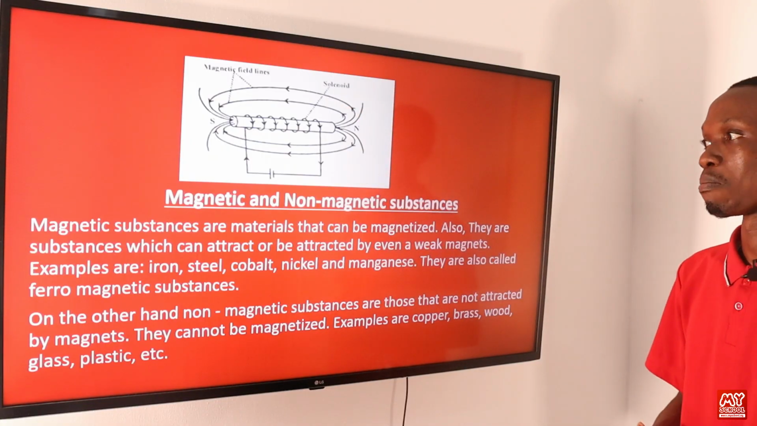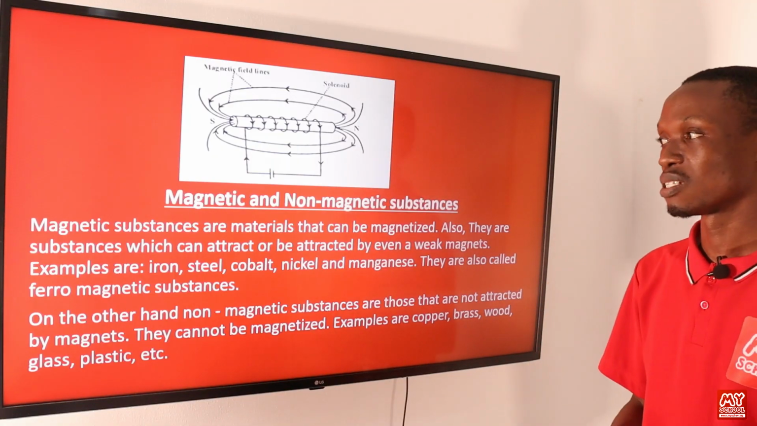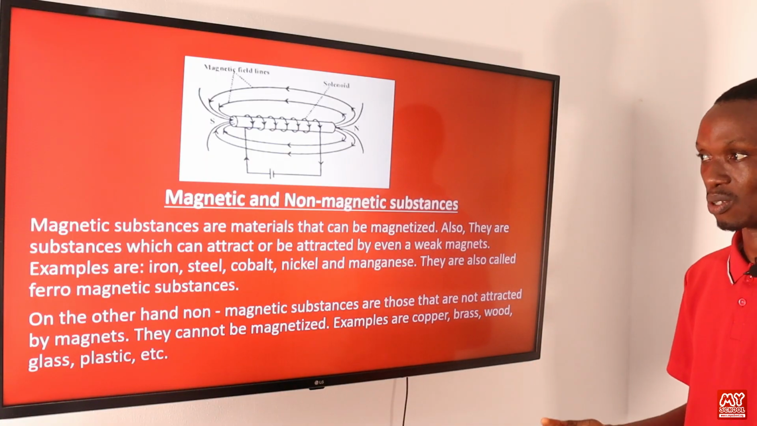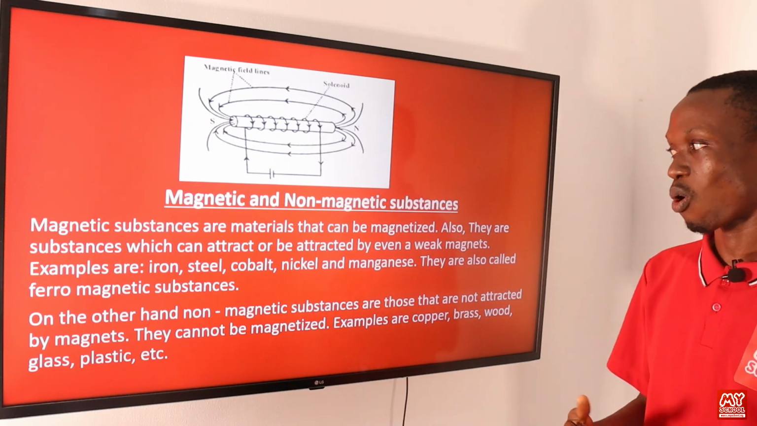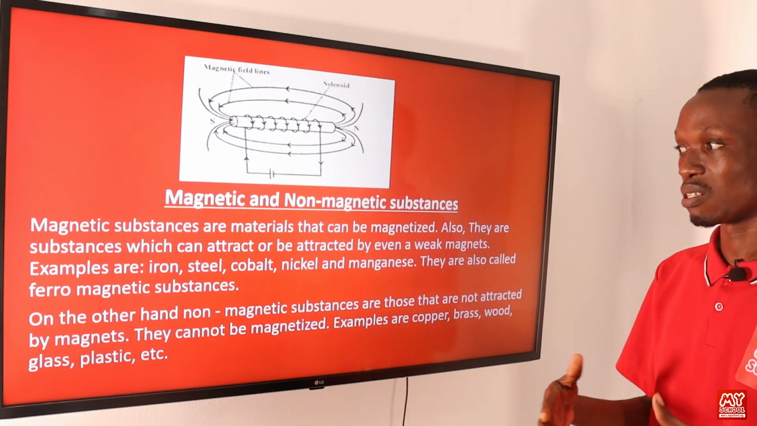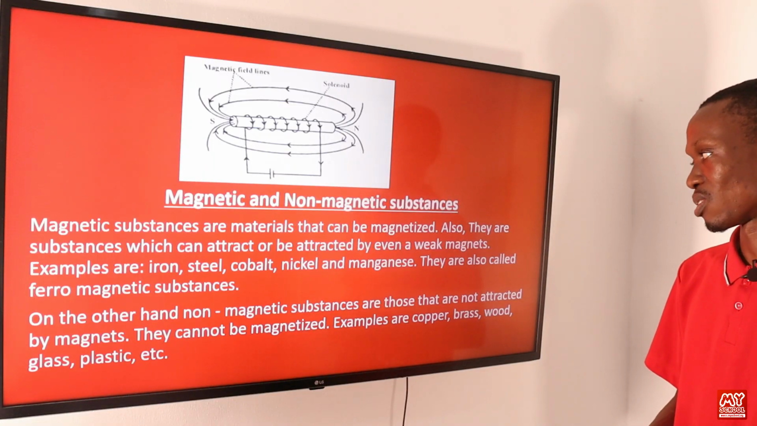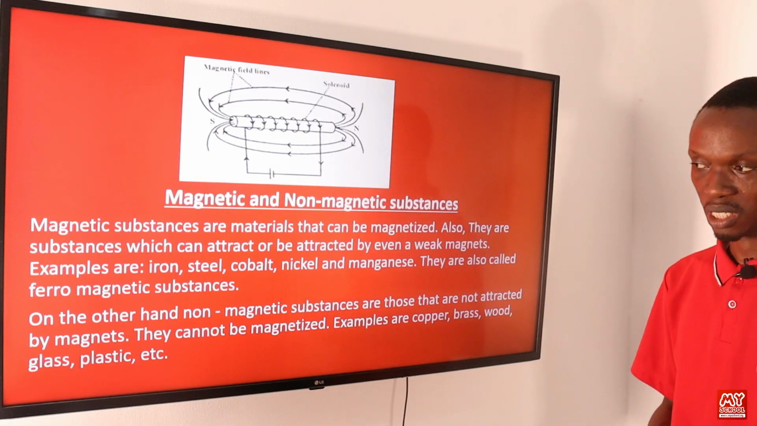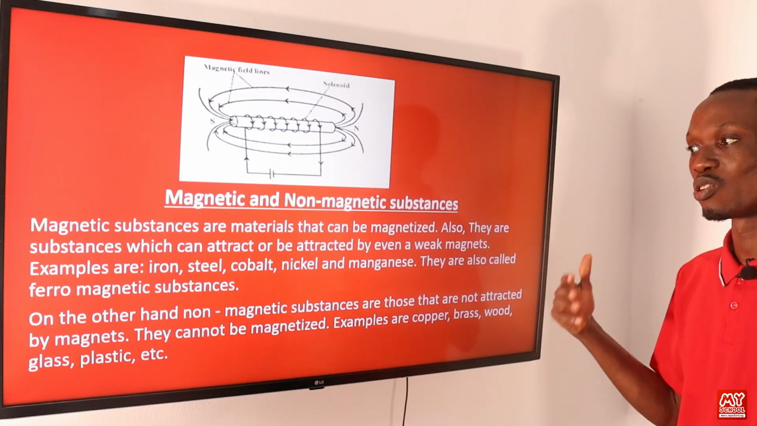So now let's talk about magnetic and non-magnetic substances. What are magnetic substances? Magnetic substances are materials that can be magnetized. Or we can especially say they are substances which can attract or can be attracted even by a weak magnet. Examples of such materials are iron, steel, cobalt, nickel, and manganese. They are also called ferromagnetic substances. So you can refer to magnetic substances as ferromagnetic substances.